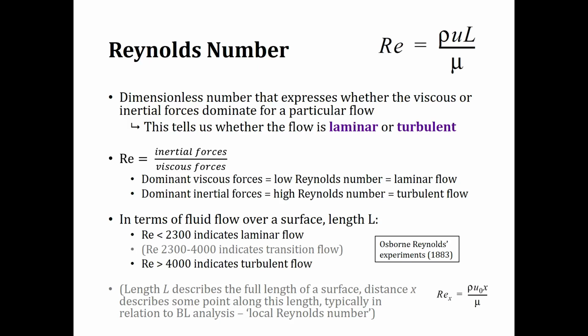x is the same thing, it's just a distance in the x direction, but we refer to that as the local Reynolds number because we're going to calculate the Reynolds number at several different points along the plate. And because the Reynolds number is a function of distance x, that number will increase as you go down the plate.